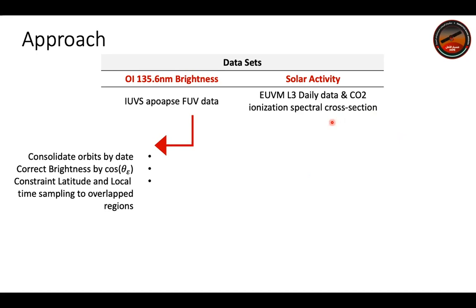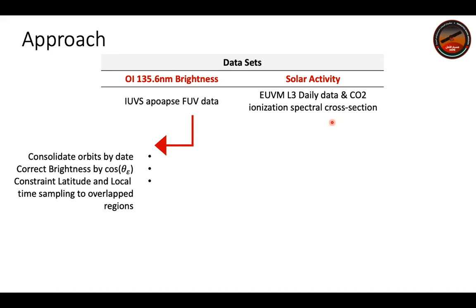And then I had to correct the brightnesses by the other parameters, because when we want to study the brightness versus the solar activity, we need to make everything else in terms of observation parameters constant. So one of the things that we did is correcting the brightness by the cosine of emission angle based on the model results that we had.